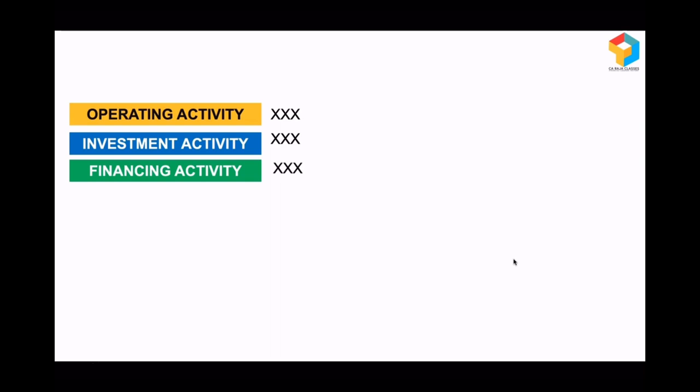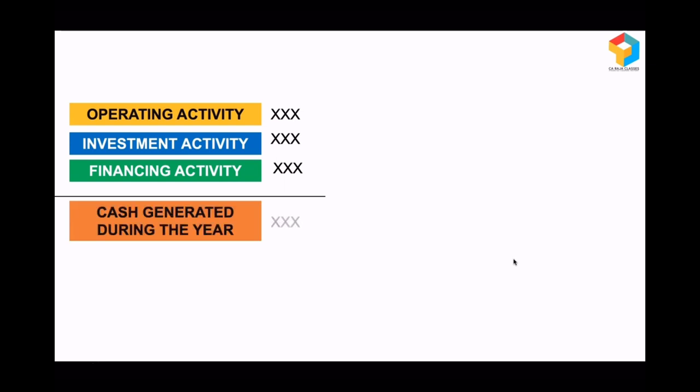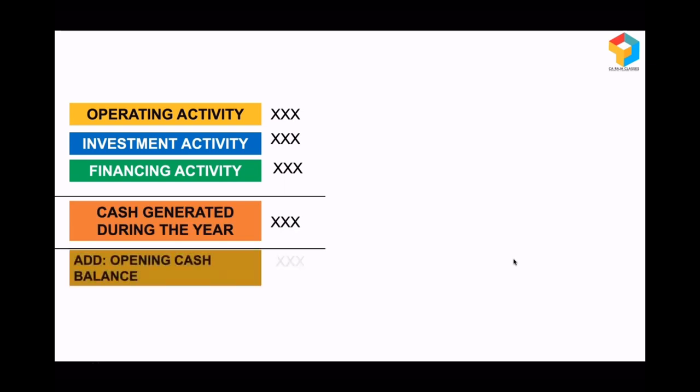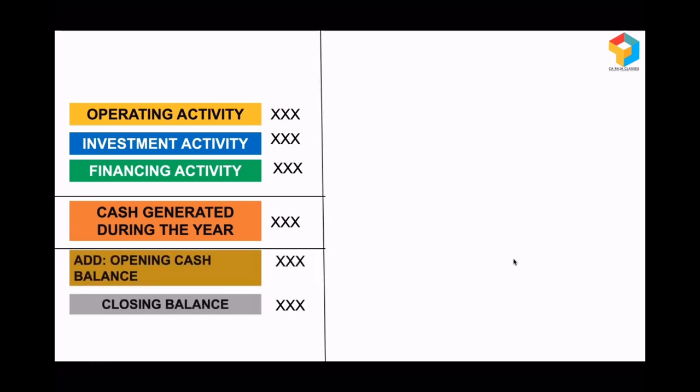So in a year, if you capture all this, cash flows from operating, investment, and financing activity, and if you total them, you get to know what is the cash generated during the year. And with this, if you add the opening cash and equivalents, automatically you will get the closing cash and cash equivalents position. And this is something known as an abridged cash flow statement. So what's happening here? I'm capturing the cash flows from operating activity, investment activity, financing activity. I'm aggregating them so that I can get the cash generated during the year. And with this, when I add the opening cash balance, automatically I get the closing cash balance.